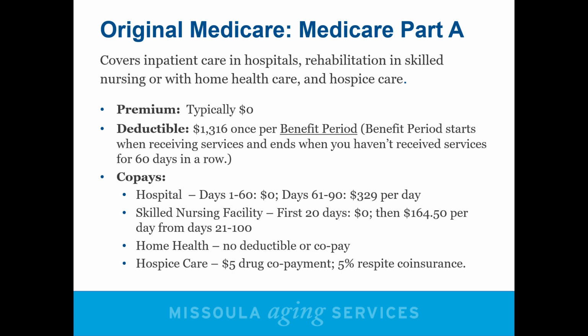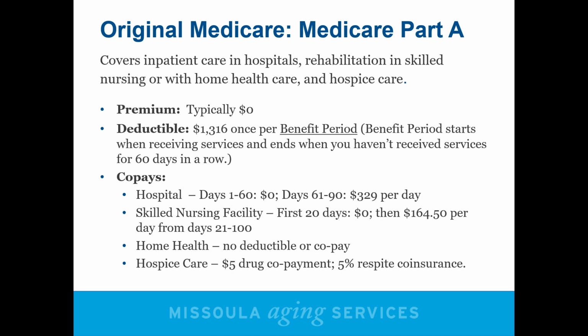Part A is also the part of Medicare that covers hospice care. So when someone has a terminal diagnosis, they can opt, instead of going for curative care, they could go into hospice, where they're getting comfort care but not aggressively trying to cure their health condition. And if you do that, you're looking at a $5 drug copayment and 5% coinsurance for respite coverage.